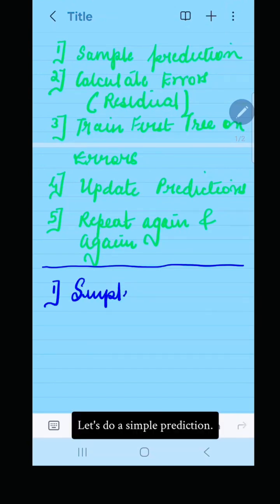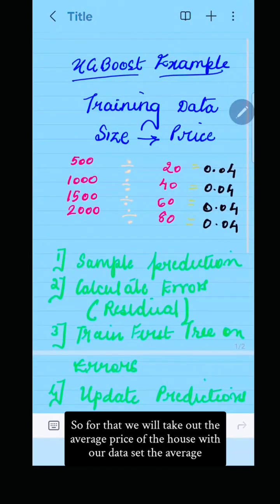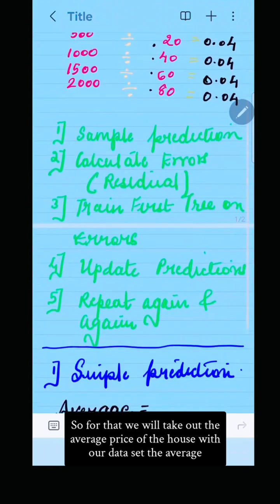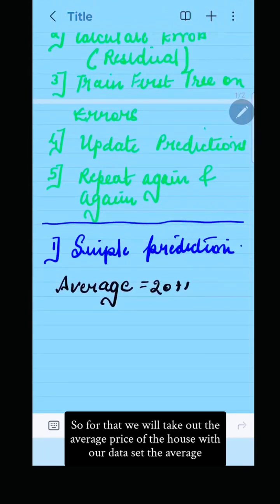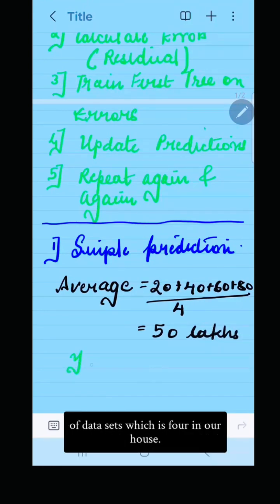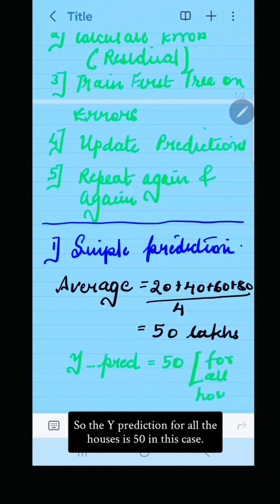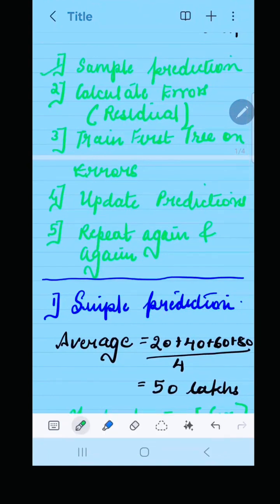Let's do a simple prediction. Let's find out what would be a guess of the price of the houses depending on the size. For that, we will take the average price of the house. With our data set, the average would be the addition of all the prices, which is 20 plus 40 plus 60 plus 80, divided by the number of data points, which is 4 in our case. So the average price would be 50 lakhs. So the Y prediction for all the houses is 50 in this case.